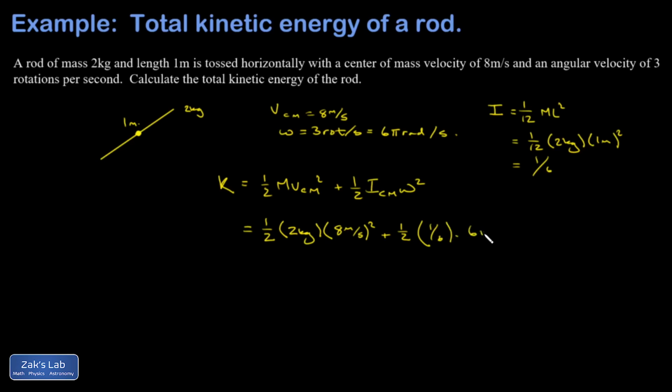Omega is then 6 pi. And I have to square that. When I crunch the numbers on this, I get 93.6 joules of total kinetic energy when you take the translation and rotation both into account.